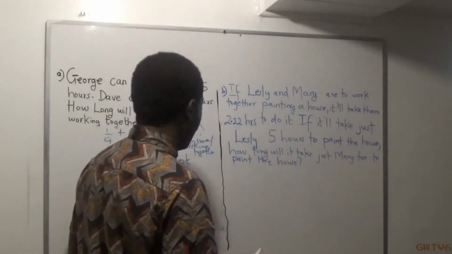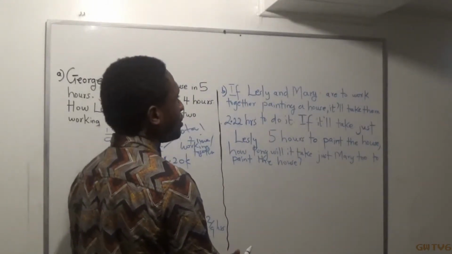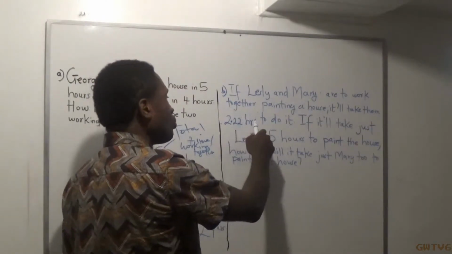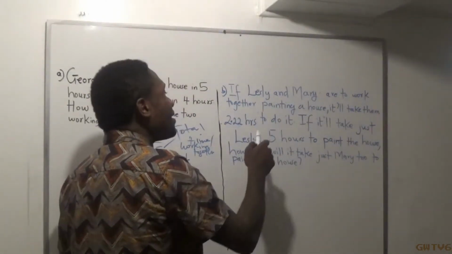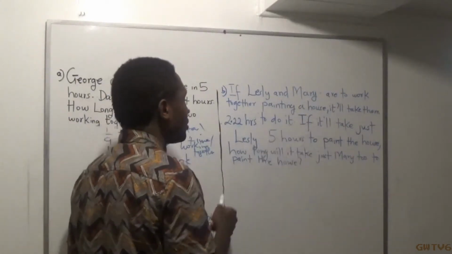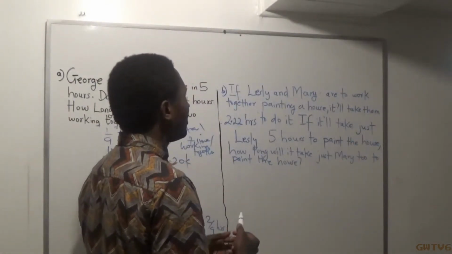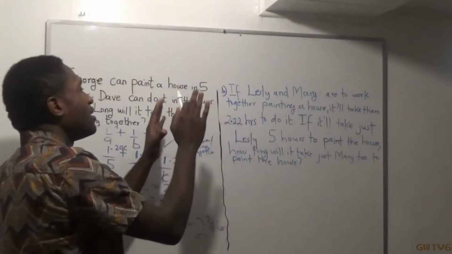So this one to the side: if Leslie and Mary are to work together to paint the house, it will take them 2.22 hours to do it. But if it would take just Leslie 5 hours to paint the house, how long would it take just Mary to paint the house? Well, again, they didn't mention anything about total.